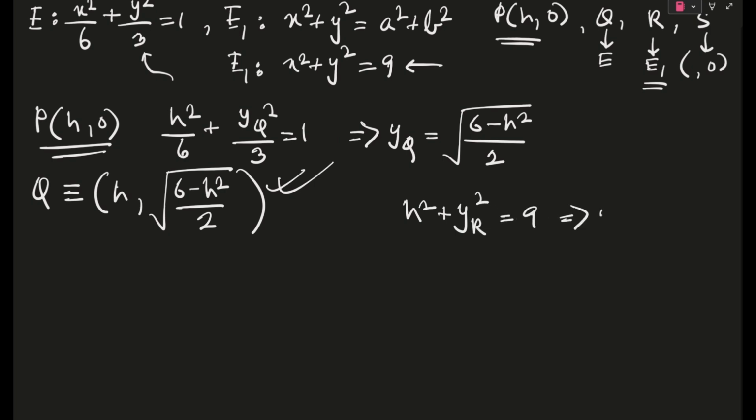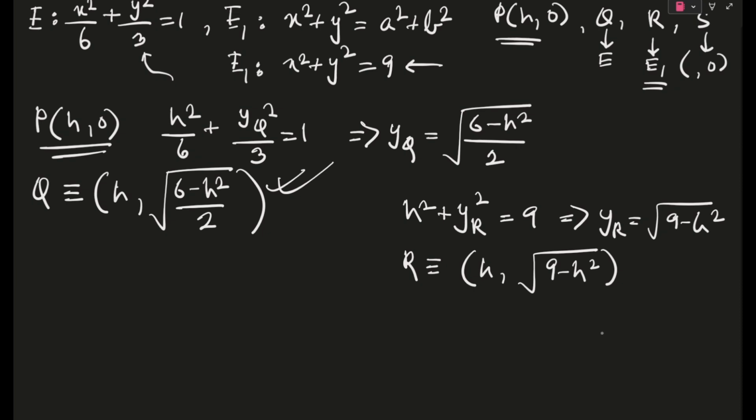So from here, your y_r comes out to be root under 9 minus h square. Okay, so if this is root 9 minus h square, I guess your R will come out to be (h, root under 9 minus h squared). Okay, so guys, we have got Q, R, and P was given, and now to find out S.